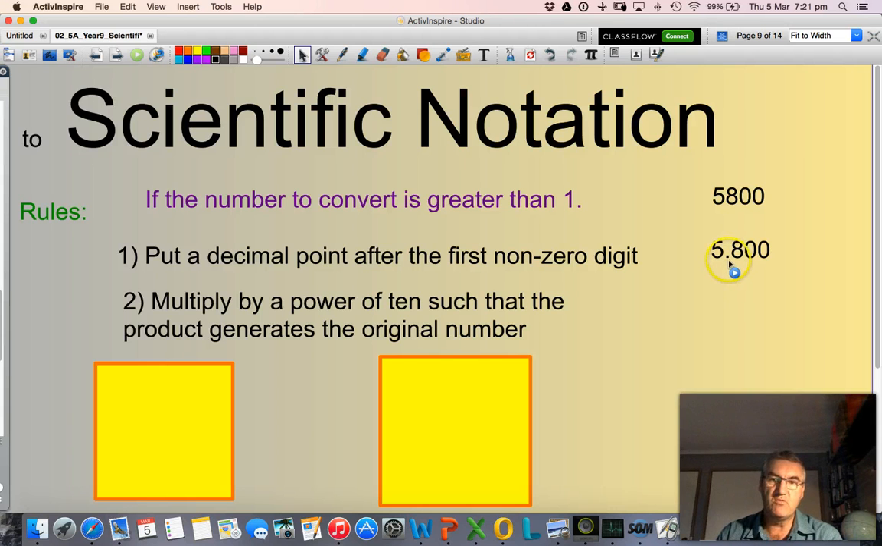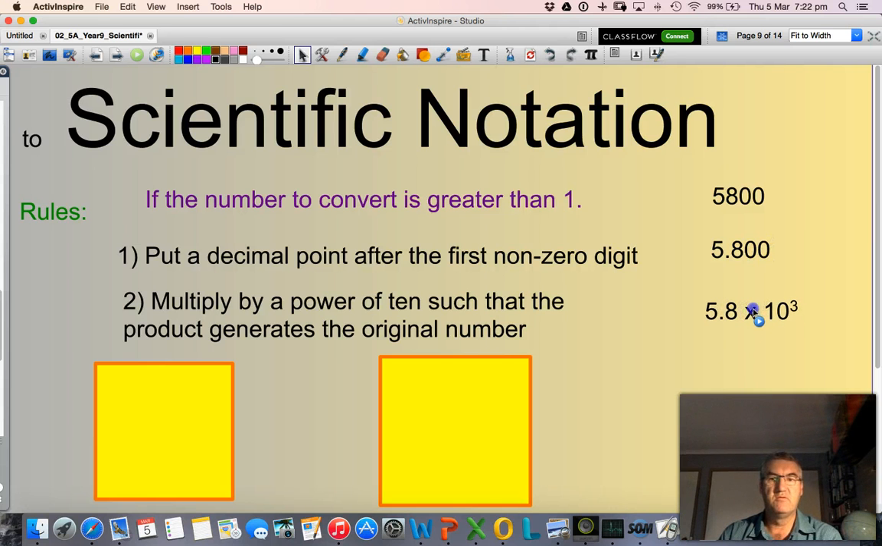Or, if you want to think of it another way, I wish to move this decimal point across 3 spots so that I get back my original number. So, there you go. It will become 5.8 multiplied by 10 to the 3, because this decimal point will move us across 3 places. Let's just look at 2 more examples.